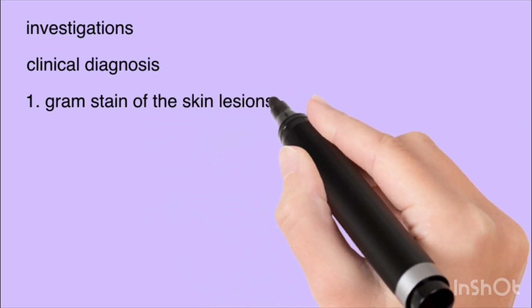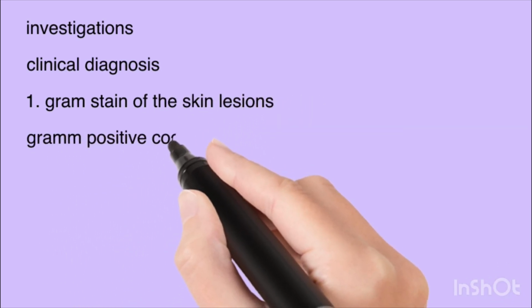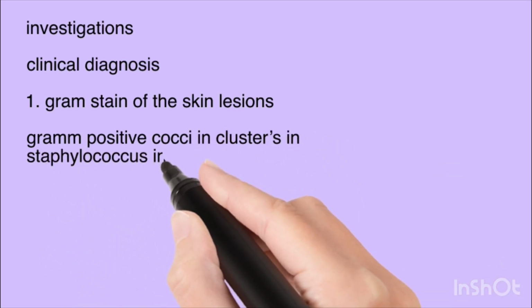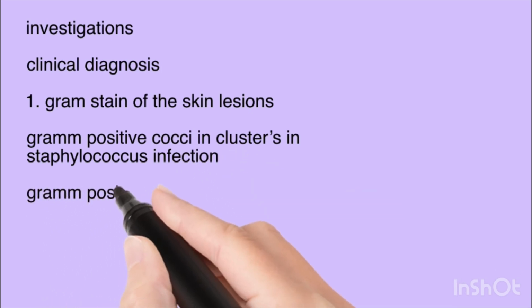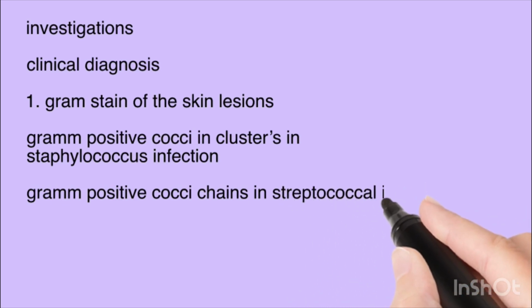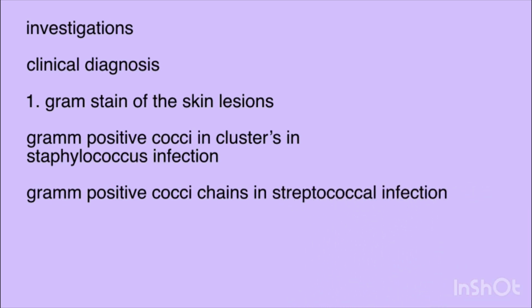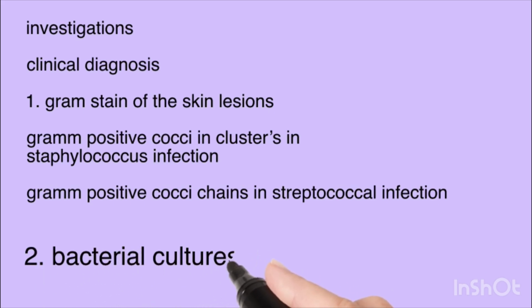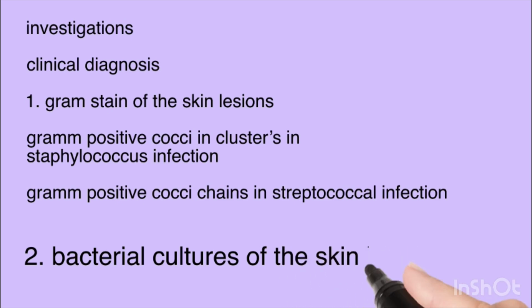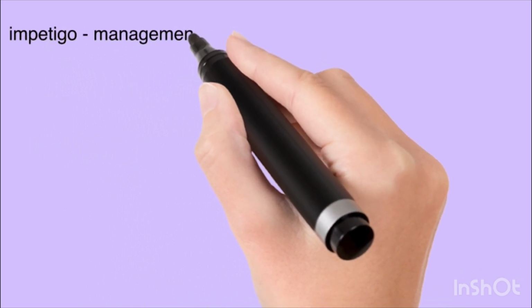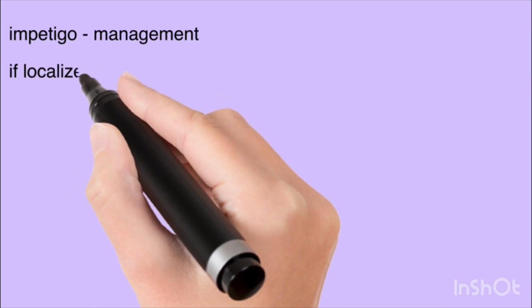So how is the diagnosis made? Usually this is a clinical diagnosis. We are not going to perform any test. But if you need, you can do a gram stain of the skin lesion: gram positive cocci in clusters in staphylococcus infection, and gram positive cocci in chains in streptococcal infection. Then you can also do bacterial cultures of this skin lesion. We take a sample from the lesion, and when we do the cultures, you can appreciate the relevant organism. Then we will quickly move into the management.